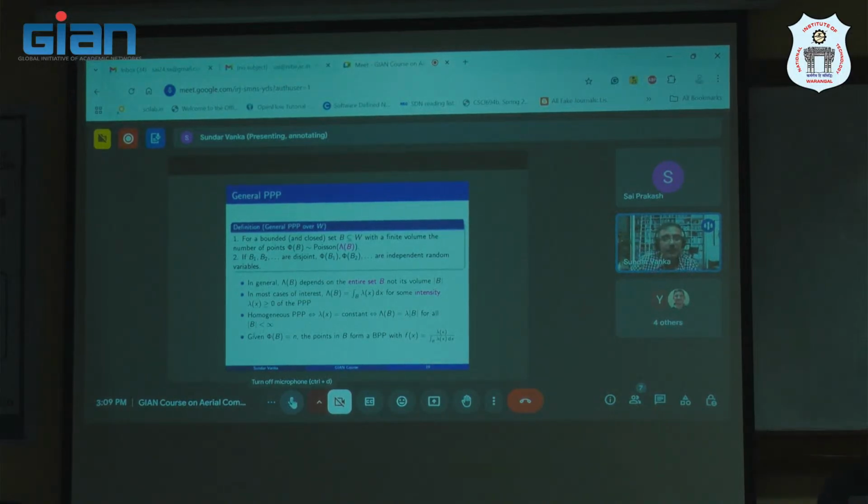remember we said that given that the number of points inside B is n, the points inside B form a BPP for the homogeneous case. For the non-homogeneous case also they form a BPP. But now this f of x is not uniform; f of x is given by this formula: lambda of x divided by the integral over B of lambda. You can think of this integral over B of lambda as a normalization term, because if you integrate f of x over B, the numerator becomes equal to the denominator, so this becomes 1.